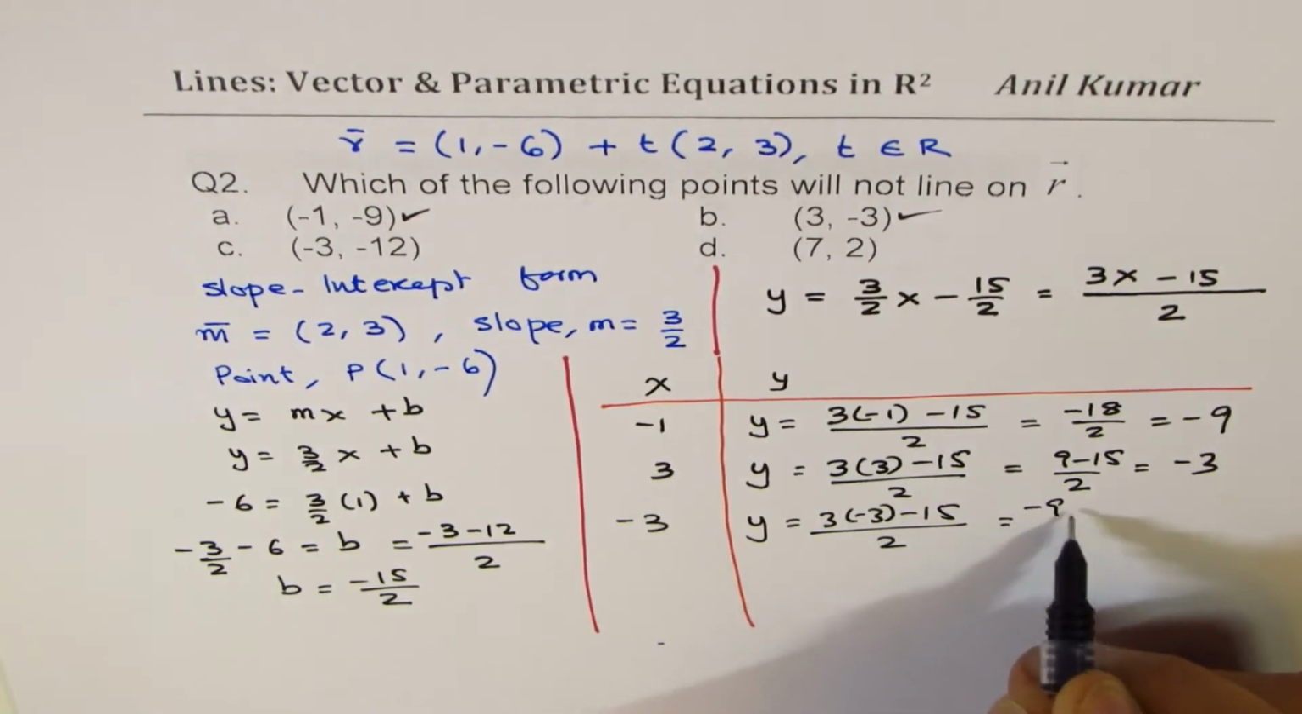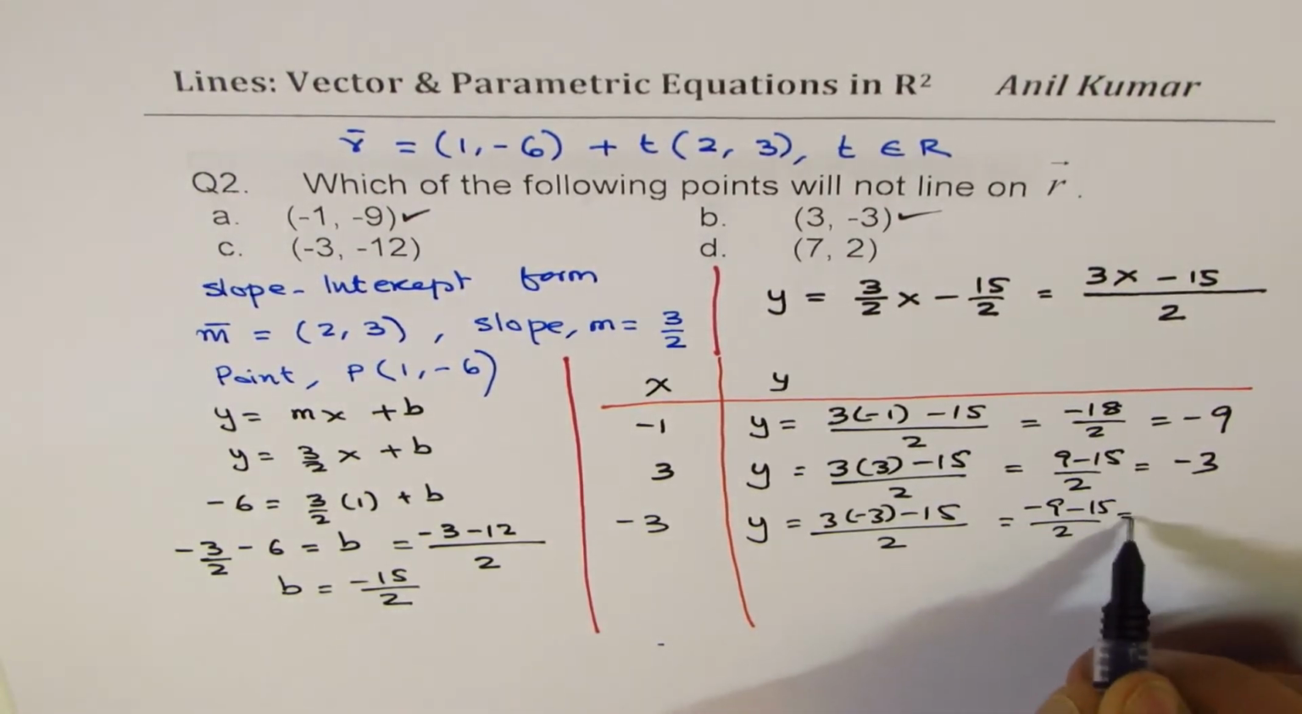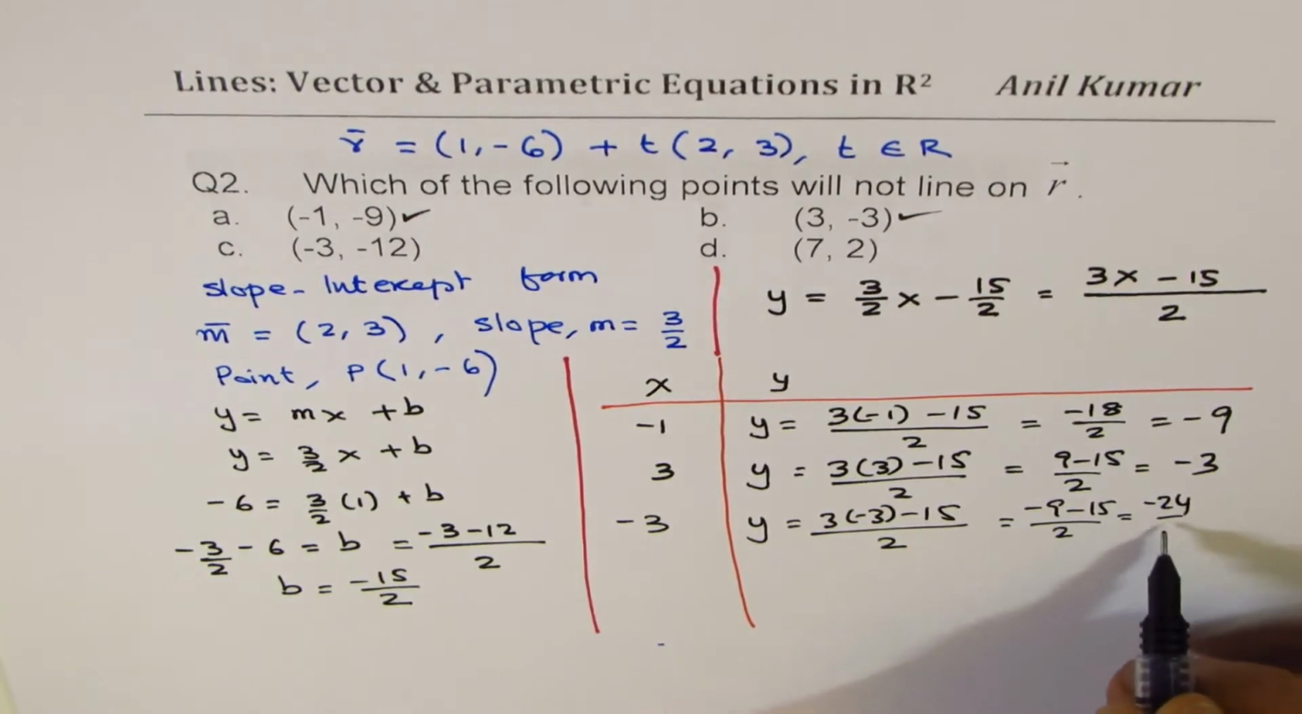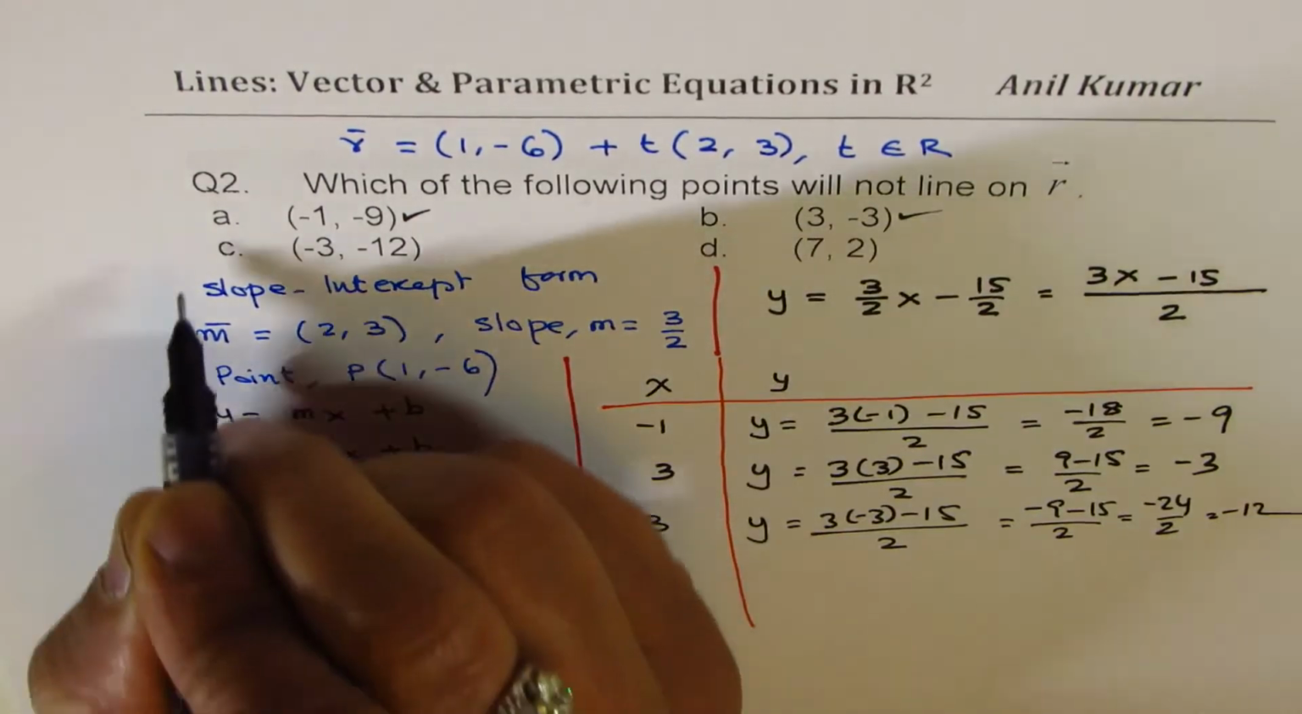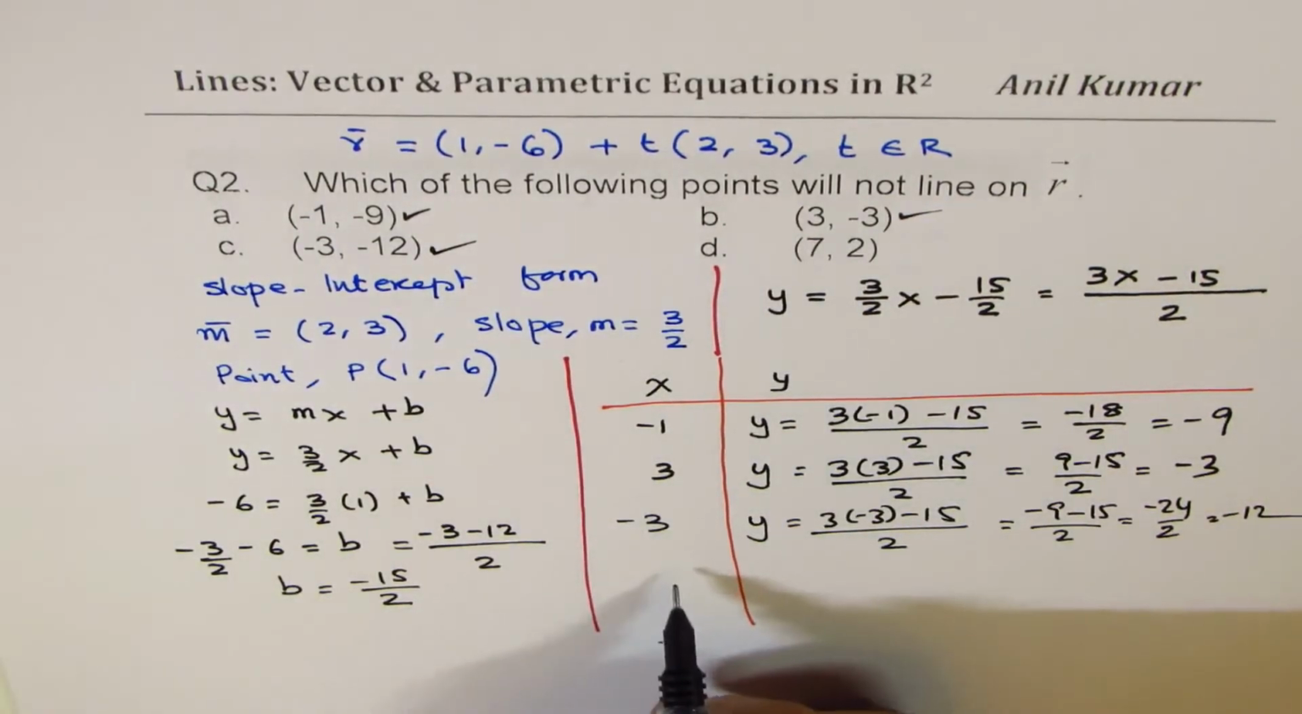And that gives you minus 9 minus 15 over 2, which is minus 24 over 2, which is minus 12. So this is also correct. So the last one here is 7.